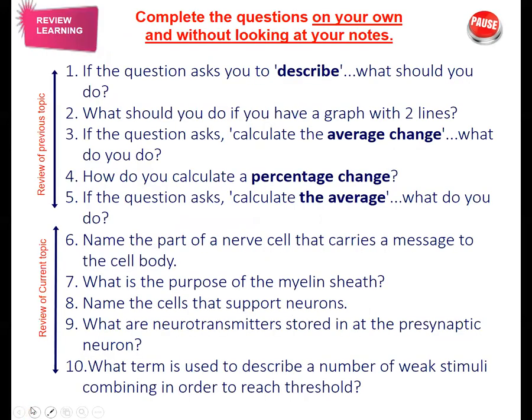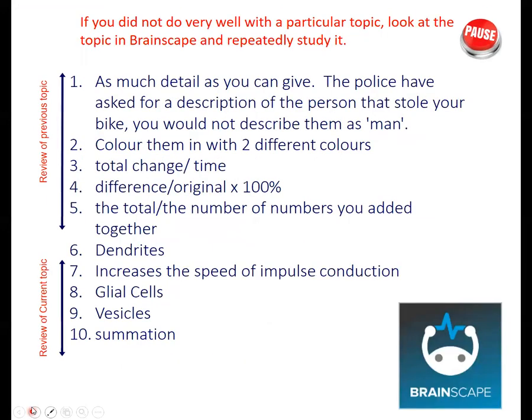So let's have a look at these 10 questions. The first 5 are problem solving, and then the last 5 are from a topic that we've just done recently. Have a go, and the answers will come up in 5 seconds. Okay, so there are your answers. Mark your answers, and if you need help, get in touch. You know where we are.